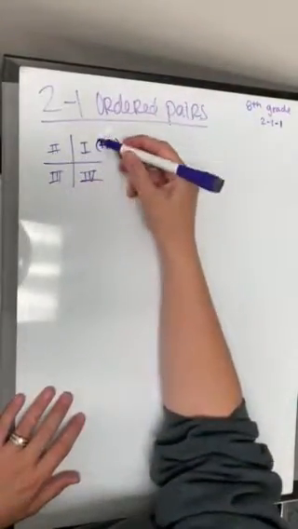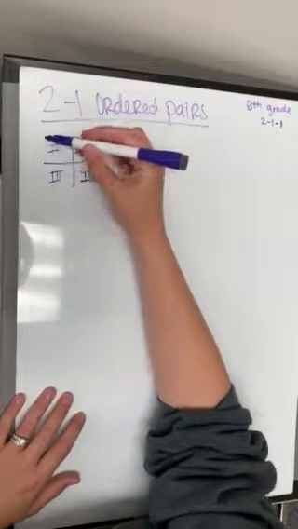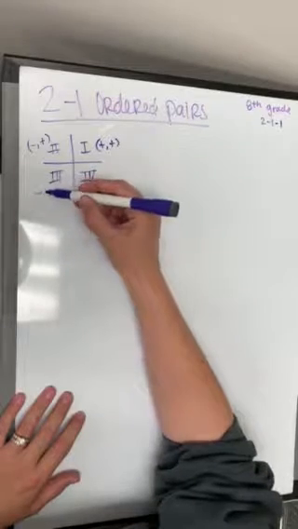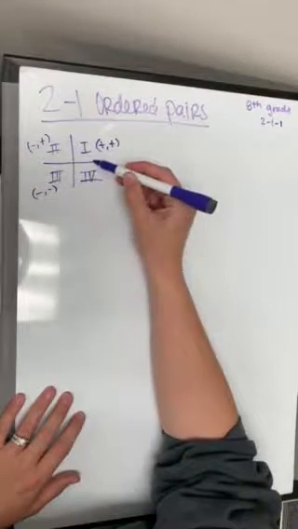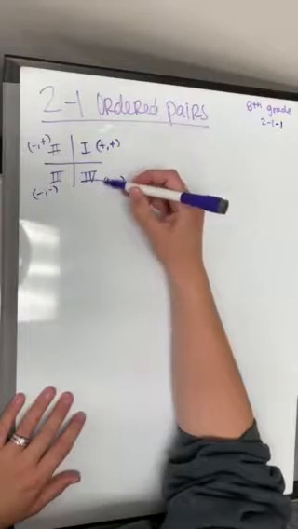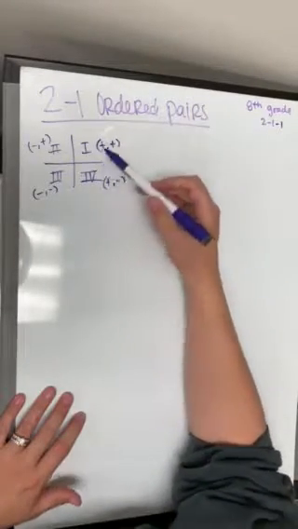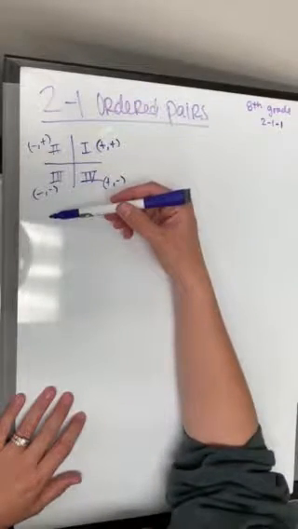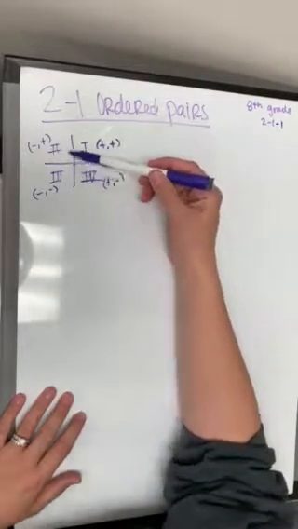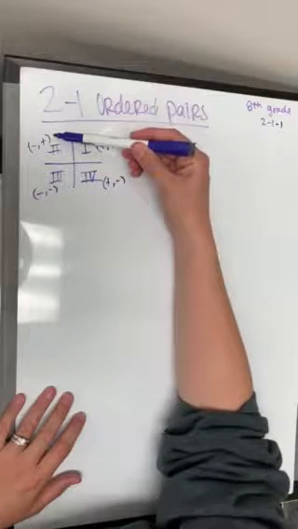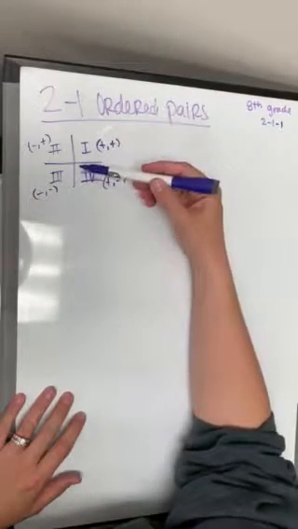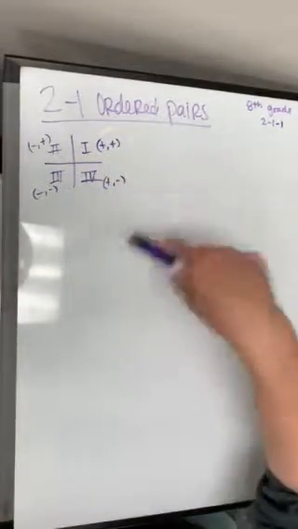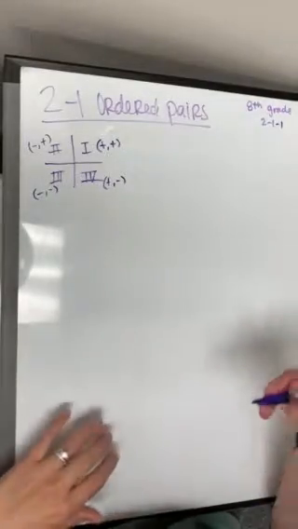So positive, negative, so negative, positive, like that, negative, negative, and then positive, negative. So each one of those, if both of them are positive, then it's going to go into quadrant 1. If both numbers are negative in your ordered pair, it's going to go into quadrant 3. If the first one's negative and the second one's positive, it's going to go into quadrant 2. And if the first one is positive and the second one is negative, it's going to go into quadrant 4. So that kind of helps you know which one it should be going into.